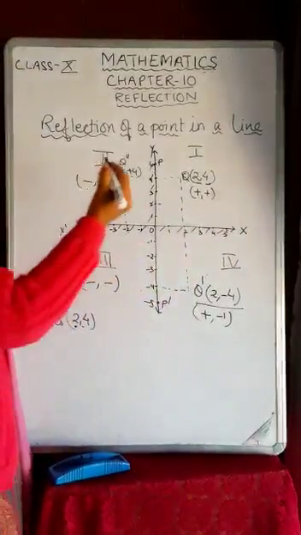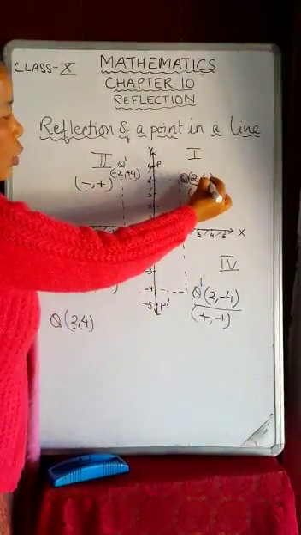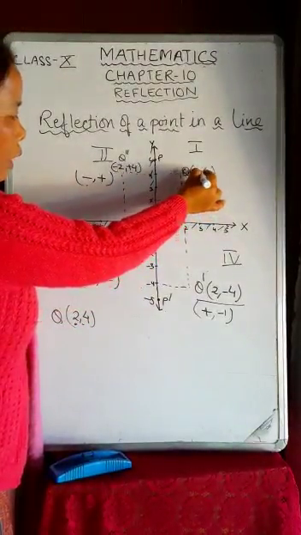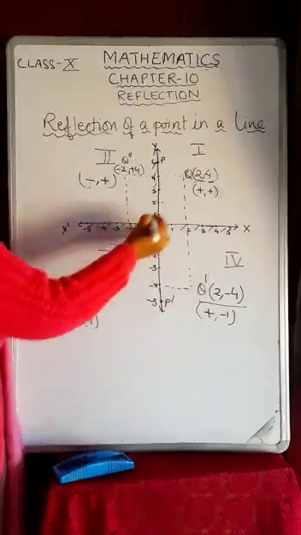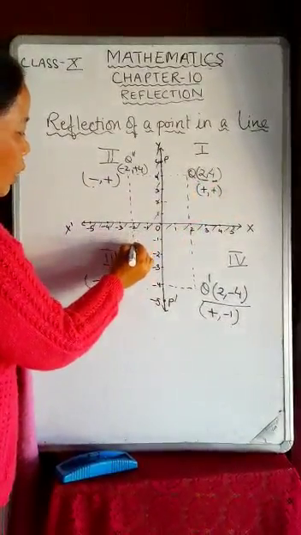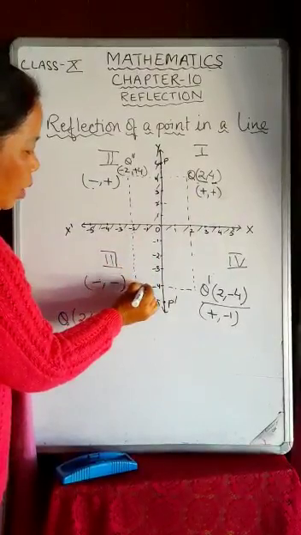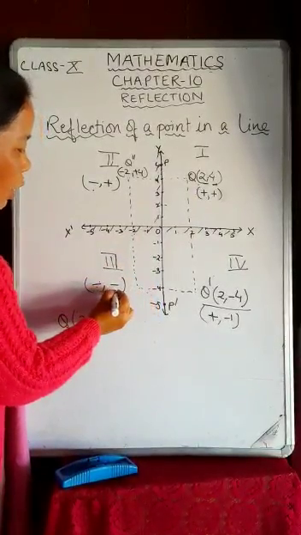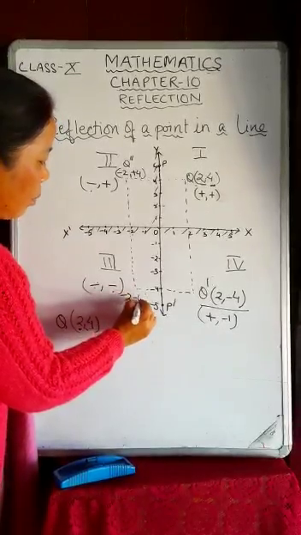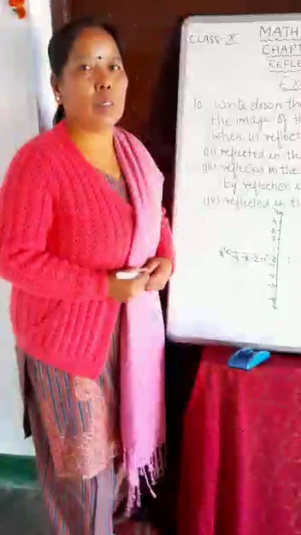Like this you have to reflect the point on the y-axis or on the x-axis. Suppose you have to reflect the point in the origin. Origin is this. So if the point is here, the reflection will come to this side, and the coordinate of this point is 2 and 4. The coordinate of this point will be, because here the abscissa and ordinate both are minus, minus 2 and minus 4.